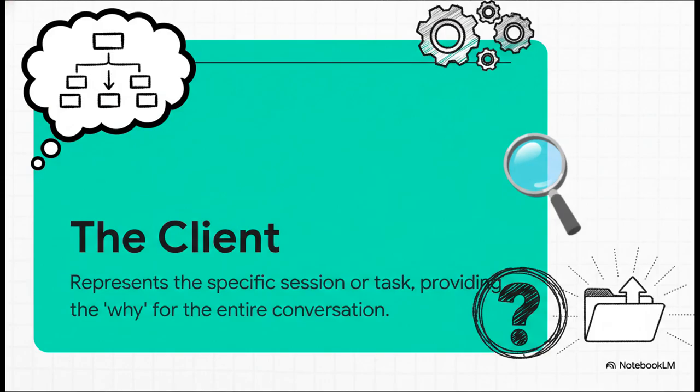Next, there's the client. Now, this is important. This isn't a person. It's the session or the specific task you're trying to do. So if you ask the AI to generate a sales report for Q2, that entire request, the context, the goal, that is the client. It provides the why for this whole conversation.